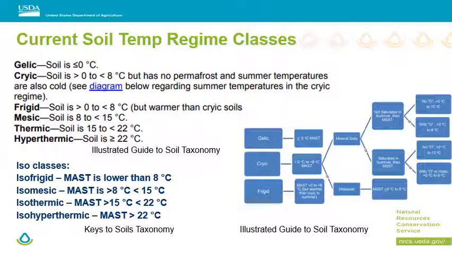And last is we have these ISO classes. So the thing about these ISO classes is that there's less temperature fluctuations between the summer and winter, and because of that, they get their own class.